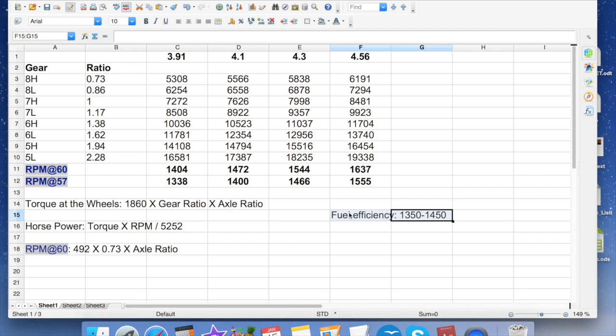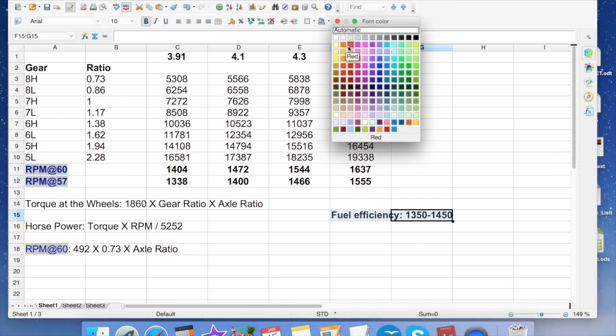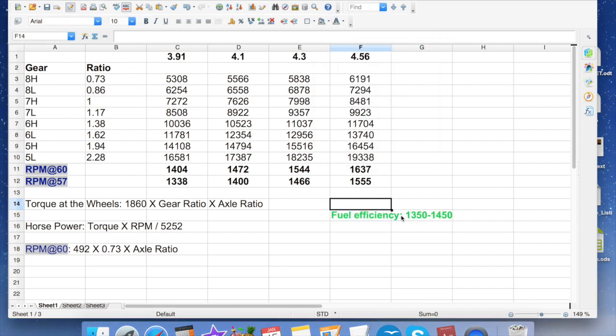That's for this particular MP8 13 liter engine. Okay, let's make it green. So this is our fuel efficiency. And just to compare, let's say I want to be fuel efficient.